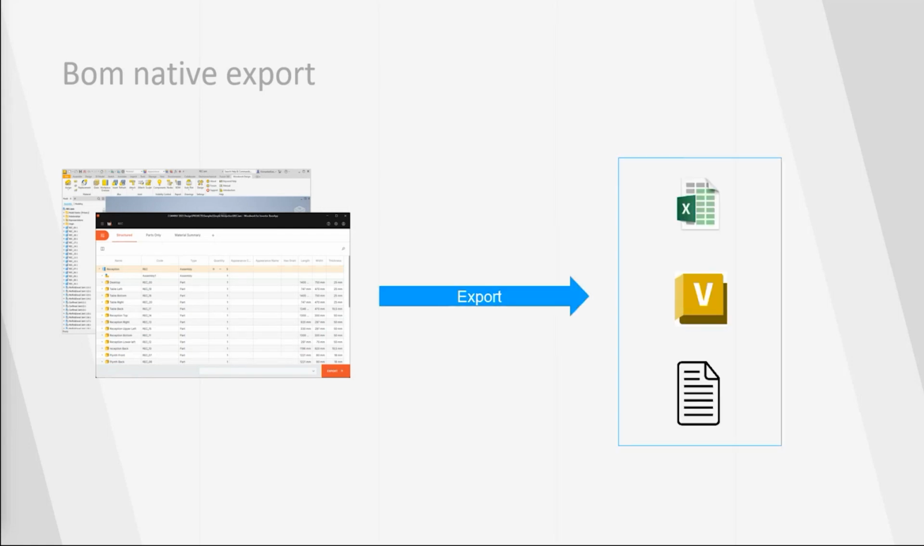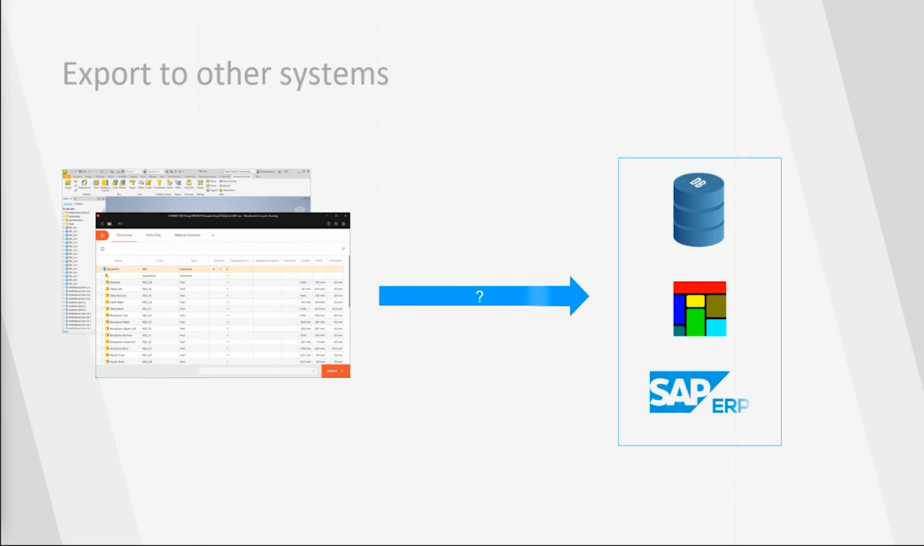Well, first, Woodwork for Inventor calculates BOM and opens it in BOM app. Then user selects the template and exports that data to Excel or text file, or commits it to Autodesk Vault Server. But what if user needs to export data to some other systems like ERP systems or databases, or for example, to some cutting applications?